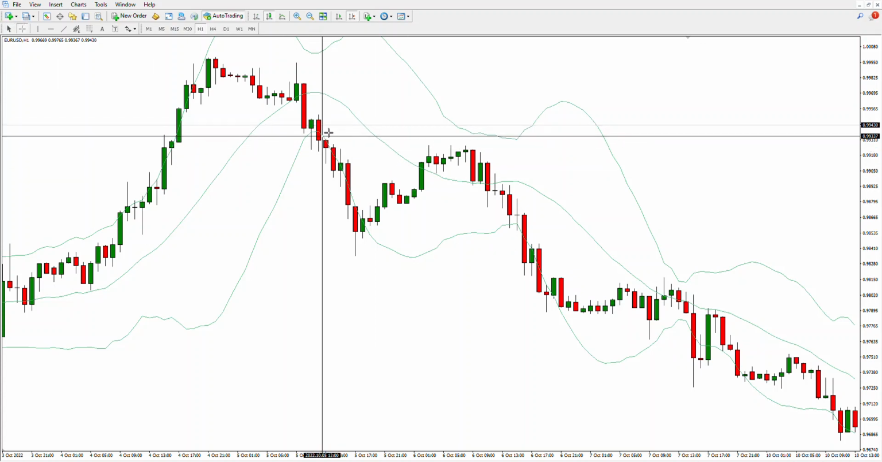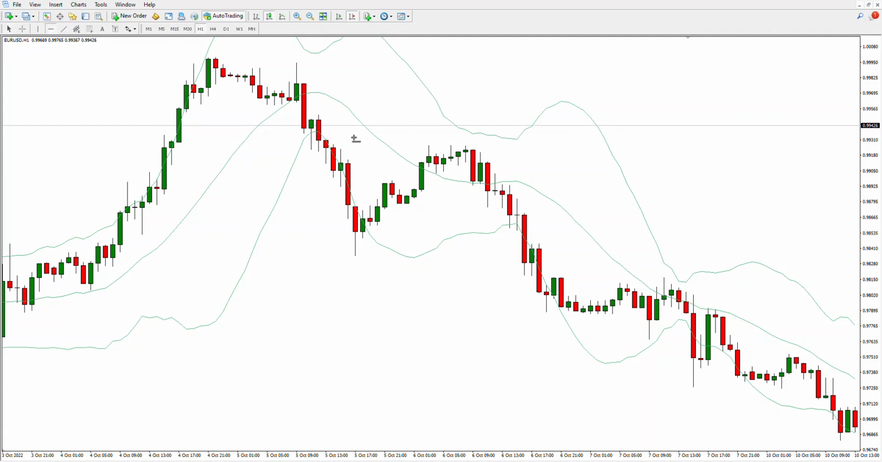If you did enter, let me just mark it on the chart. If you did enter there and you were using the middle band as a stop loss level, you would have got taken out early, which would have been disappointing. You could have re-entered here on this breakout, but you just give yourself unnecessary risk. Ideally, you want to get in at the earliest opportunity and ride the move as much as possible.